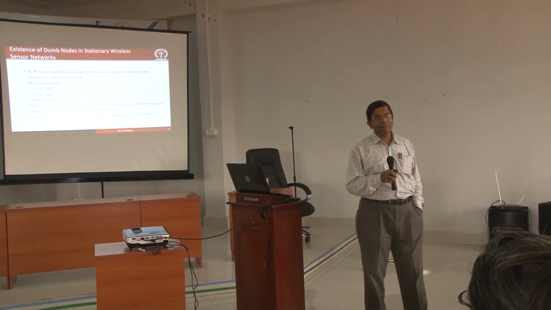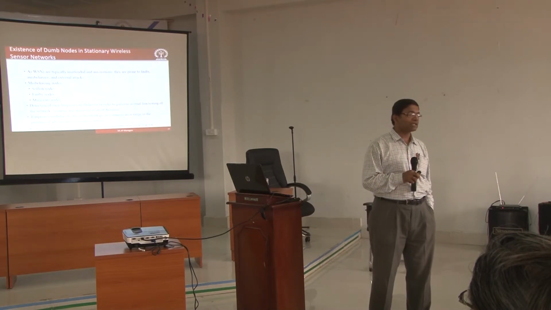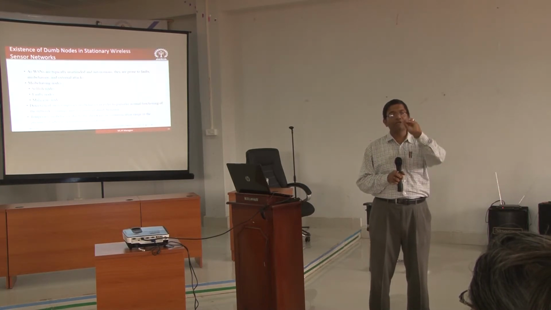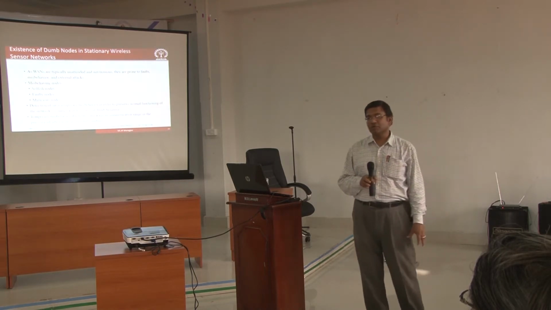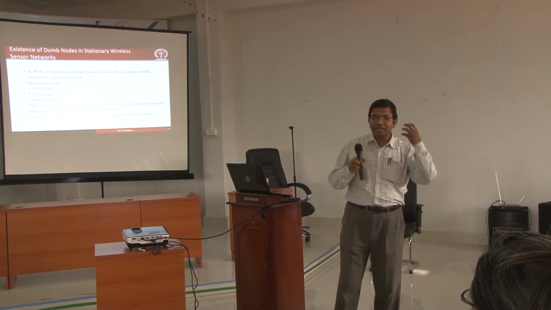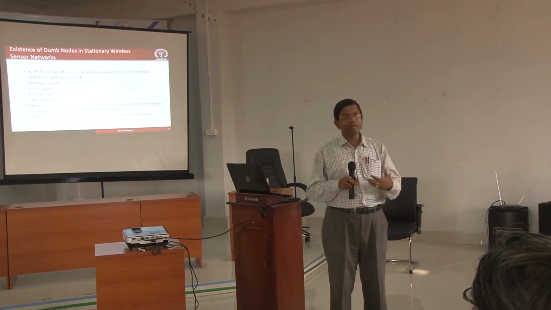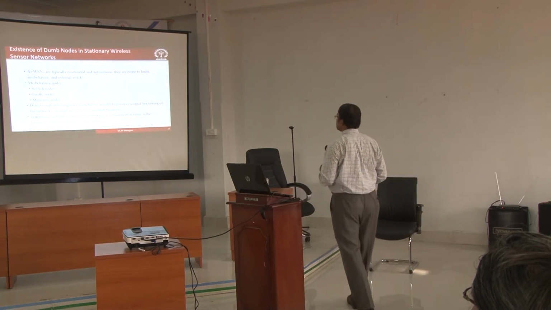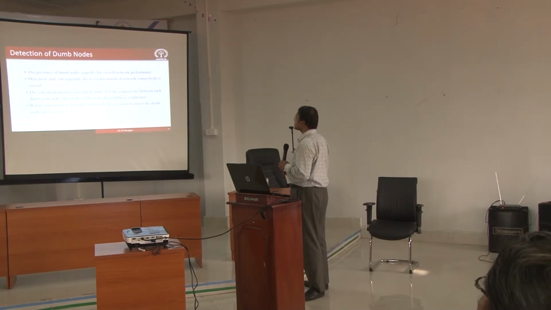Dumb behavior happens when the nodes are subject to certain environmental conditions so that they can sense what is going on around them, but are not able to forward it further towards the destination node. Basically they can sense, they can hear, but they are not able to speak. These are the dumb nodes, and this is the first time we identified the existence of these dumb nodes in an environment.